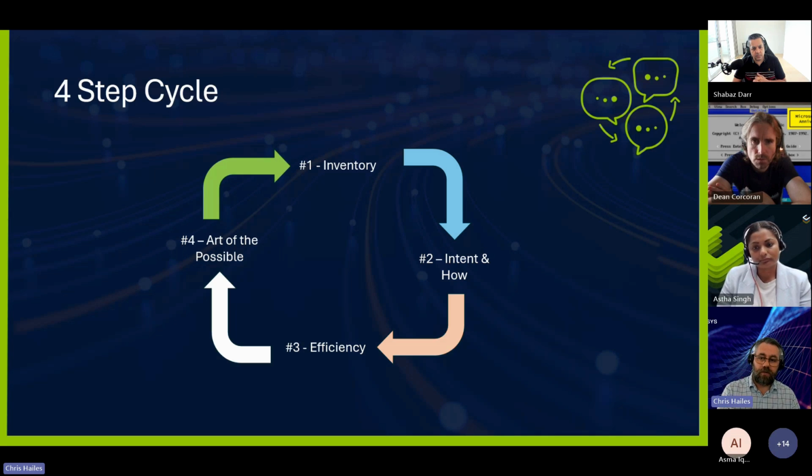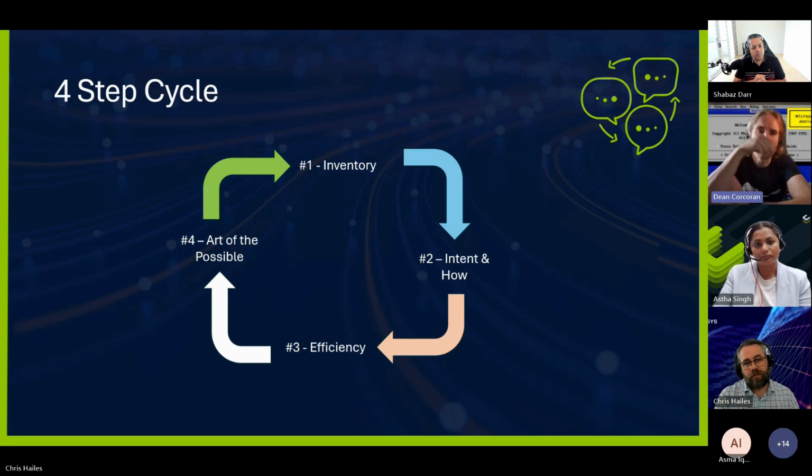So when we talk about a 4-step process similar to this, inventory, intent, efficiency, and art of the possible, how does FinOps, from a relatable context, work for IT teams?